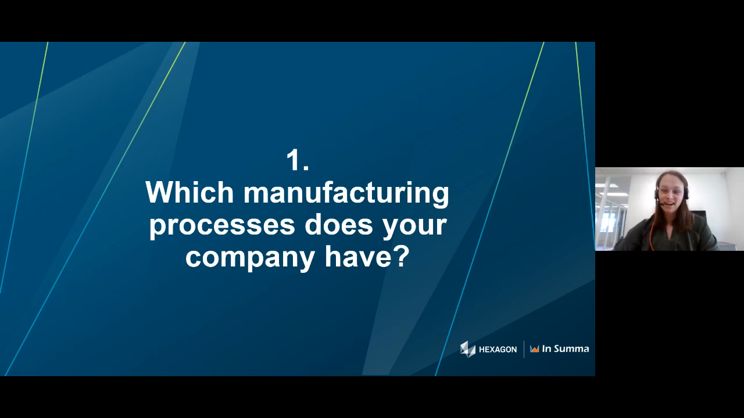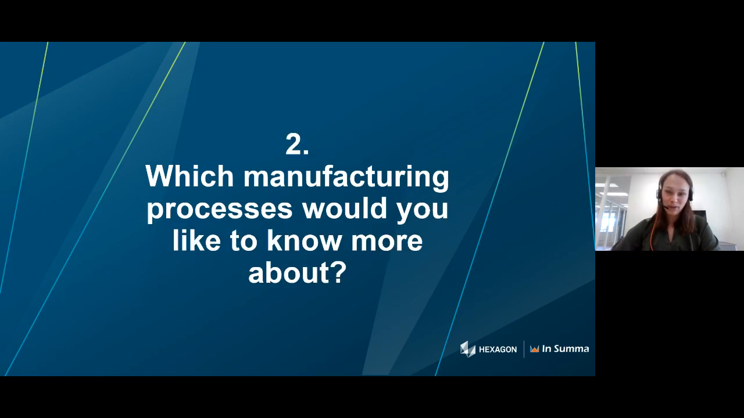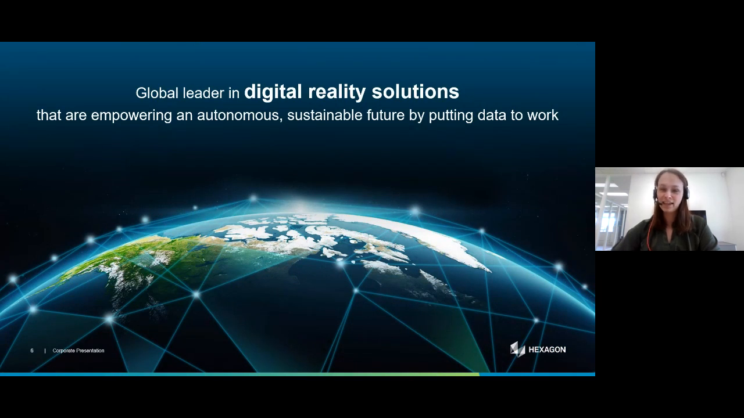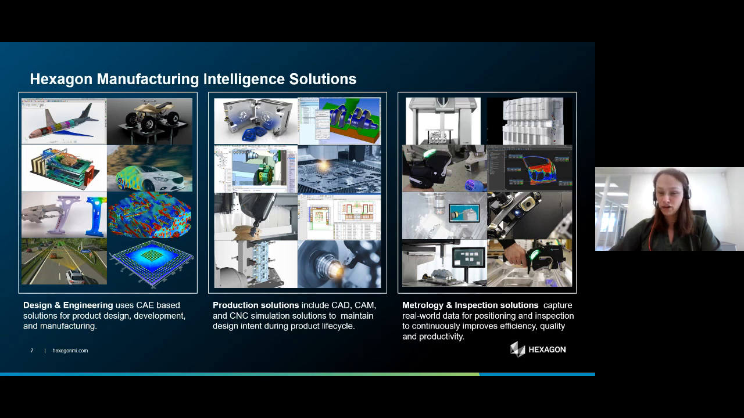As I said, we're part of Summa, which is a reseller for Hexagon, and Hexagon basically has everything to do with digital reality solutions. Very globally put here on the screen, digital reality solutions that are empowering an autonomous, sustainable future by putting data to work. And as I mentioned, there is more than just CAE software, and there is also production software, so CAD, CAM, CNC solutions, and then also metrology and inspection, so for quality inspection, laser tracker scanners. And with that, you can create a closed loop with a full digital thread for connecting engineering and manufacturing. So that is very briefly what Hexagon is about.